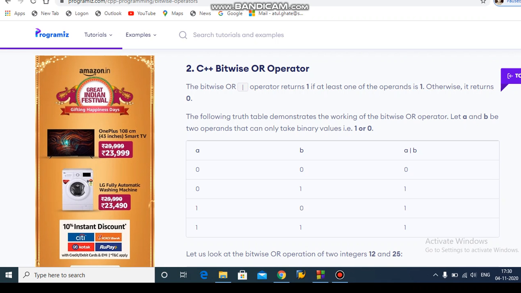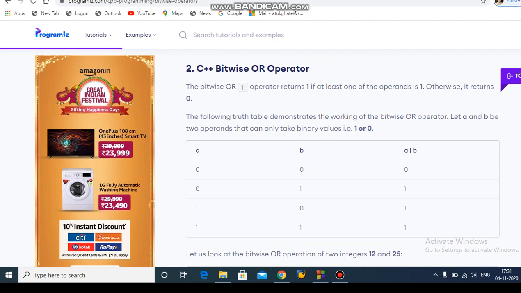C++ bitwise OR operator. The bitwise OR operator returns 1 if at least one of the operands is 1. Otherwise it returns 0. The following truth table demonstrates the working of the bitwise OR operator. Let A and B be two operands that can only take binary values, that is 1 or 0.